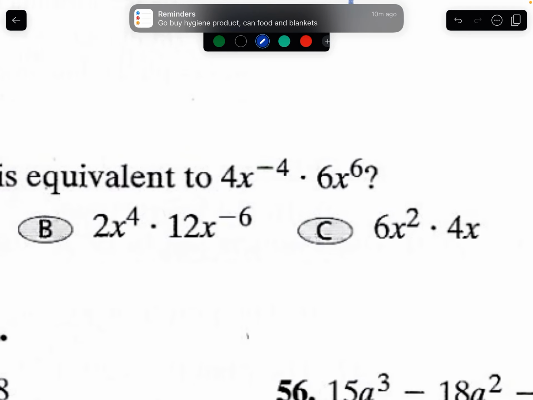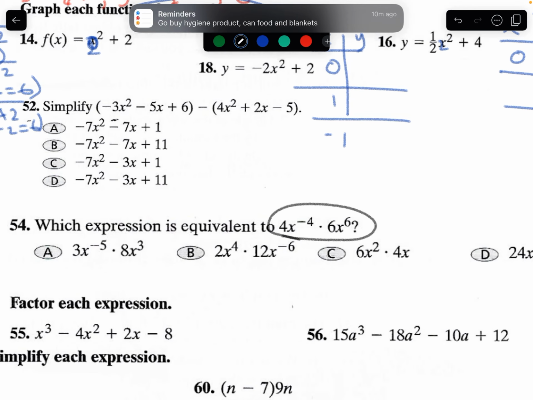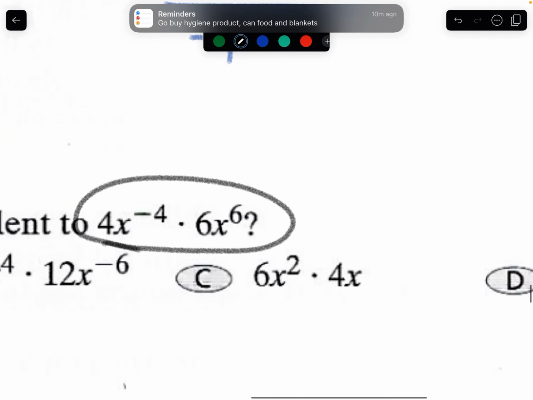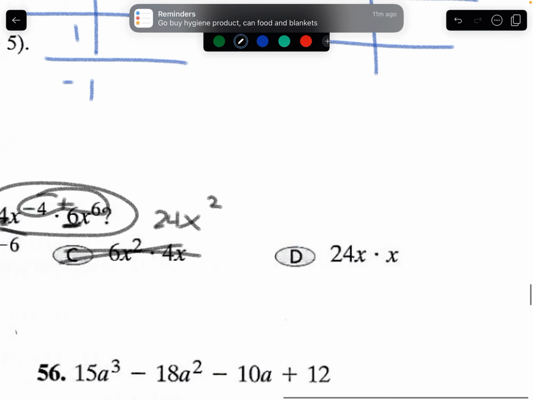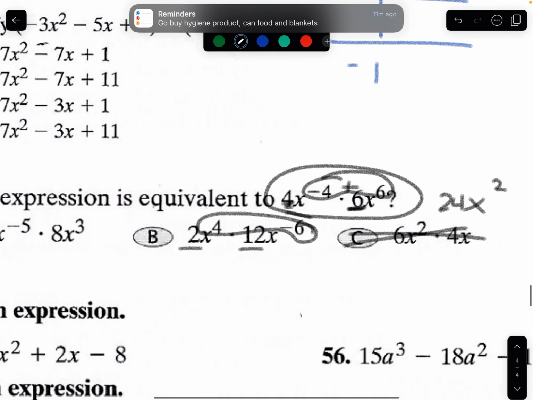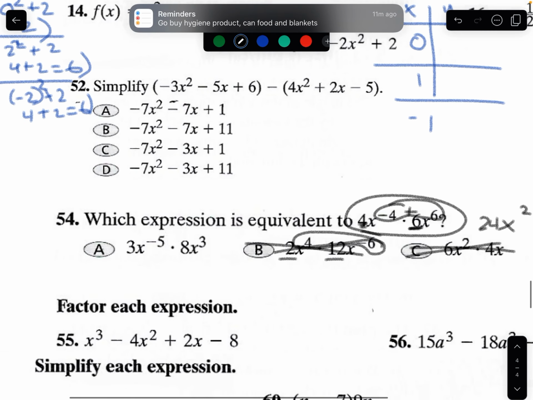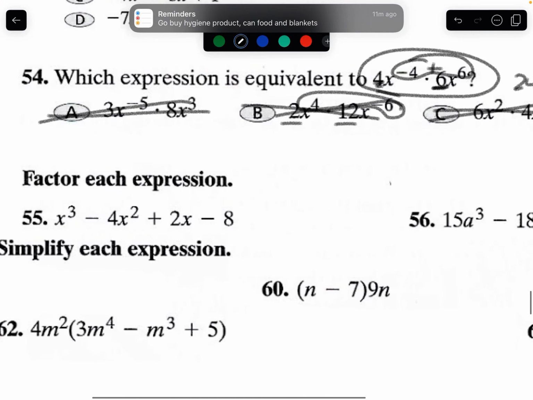Which one is it? Equivalent to. So solve each one to see. Equivalent means the same. Which one of these is the same as that? So if you do this, multiply this, you get 24x, add the exponents, second power. Which one is that? This third power? No. This is second. Oh yeah, this is 24. That one's it. That's a negative 2, so that's not it. It's also a negative 2, that's not it. So D is it.